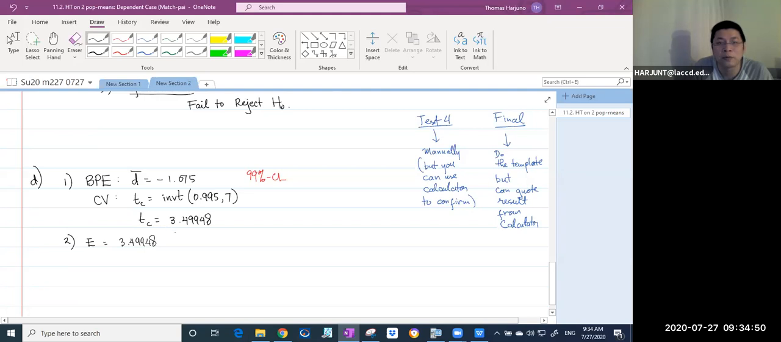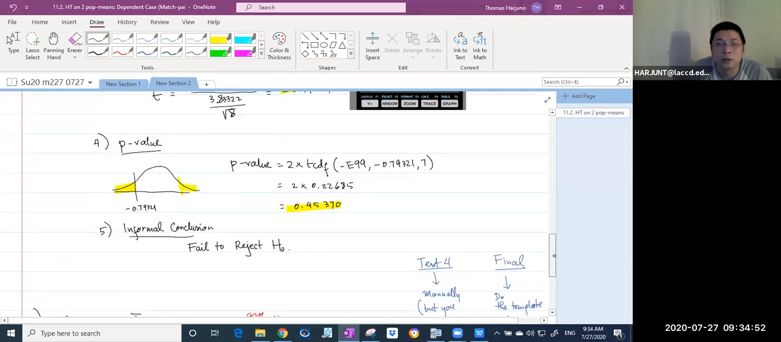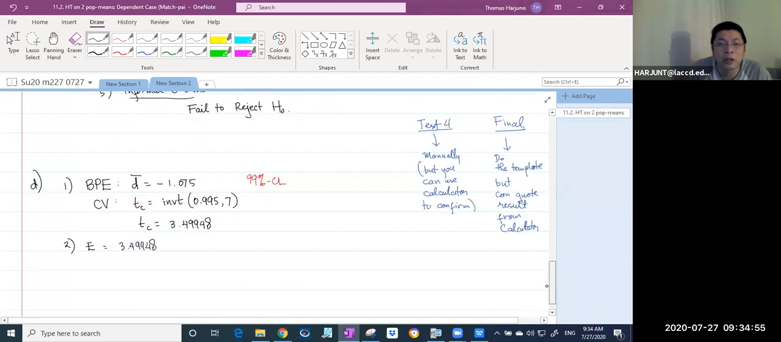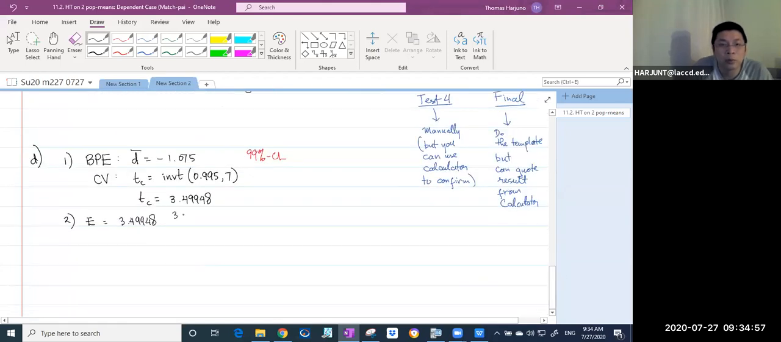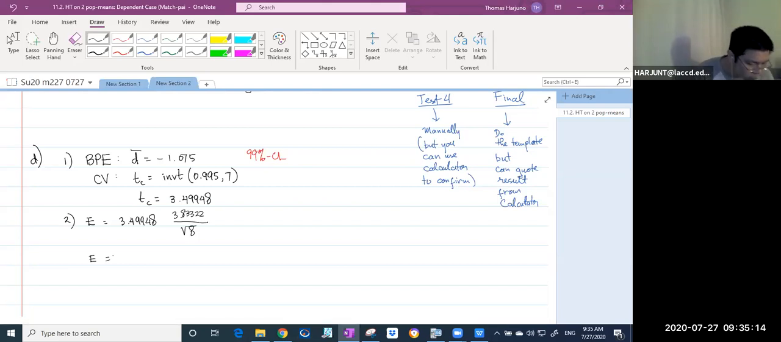The standard deviation of the differences is 3.83322, so 3.83322 over the square root of 8, times t critical. That will be 4.74266.